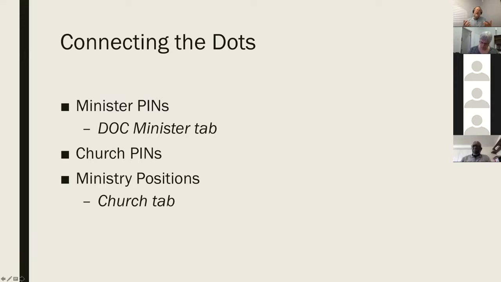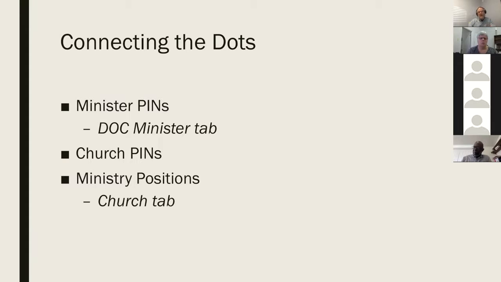So we need to have some kind of connection between information that's in the general database in Indianapolis and the information that's in your regional database. And there are a few key places where that is. The main piece of connective tissue between these two databases is the minister PIN. And that's the 9-digit number that you might see on a minister's profile. As we look at information on the Doc Minister tab in the regional database, we'll see where that PIN is entered. What we do when we're trying to communicate information from the regional database to the general database is we compare that minister PIN to know whose information we're working with.